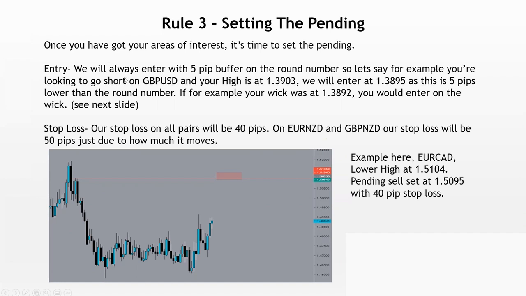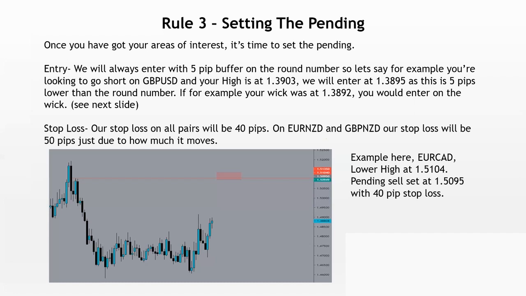Let's say you are looking to go short on pound US dollar, and let's say the high is at 1.3903. We would then enter the trade at 1.3895, simply because the round number is 1.3900. You add a 5 pip buffer just to make sure that we are tagged into the trade.